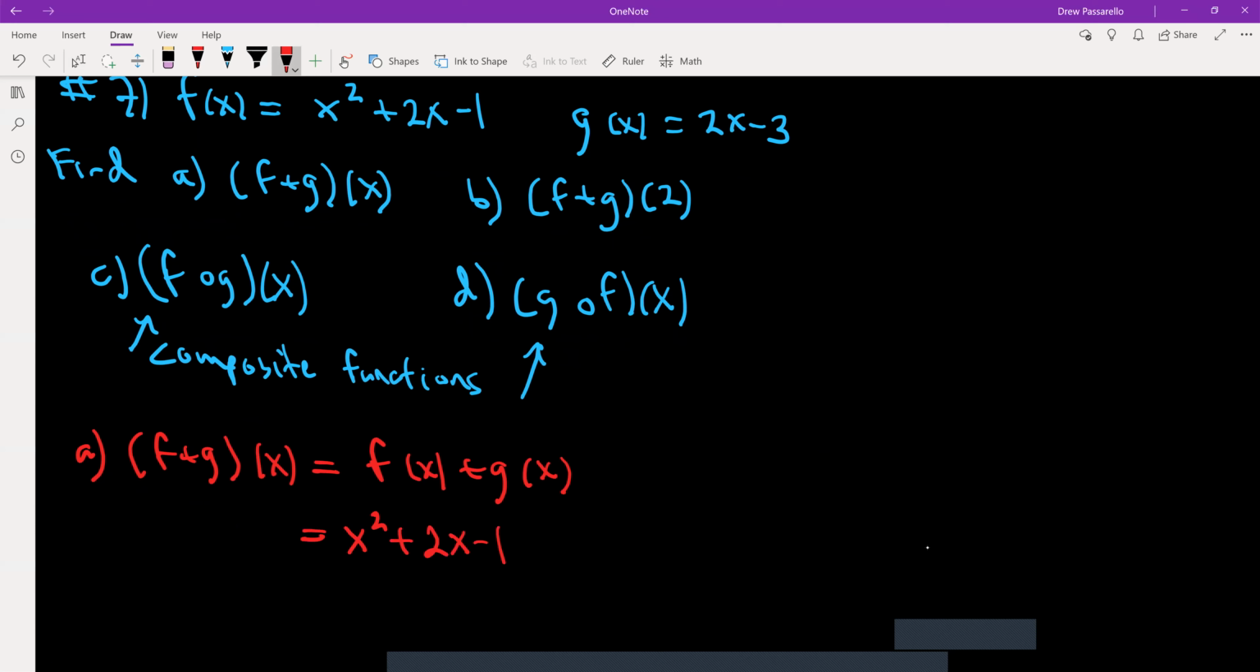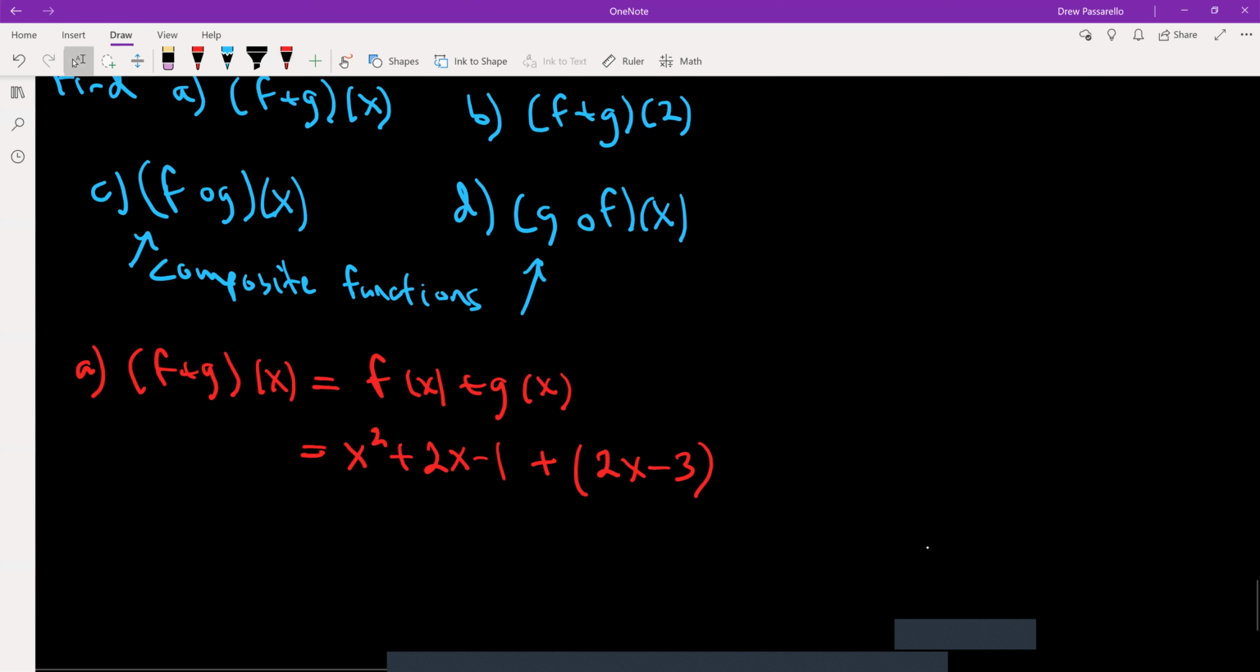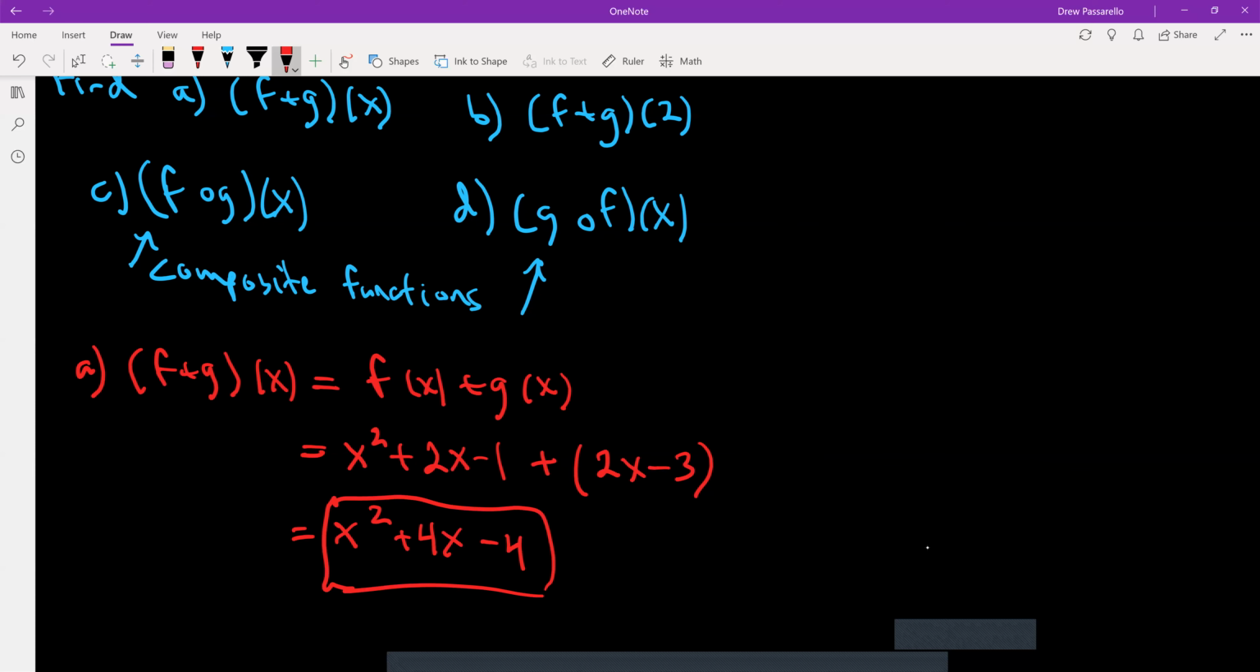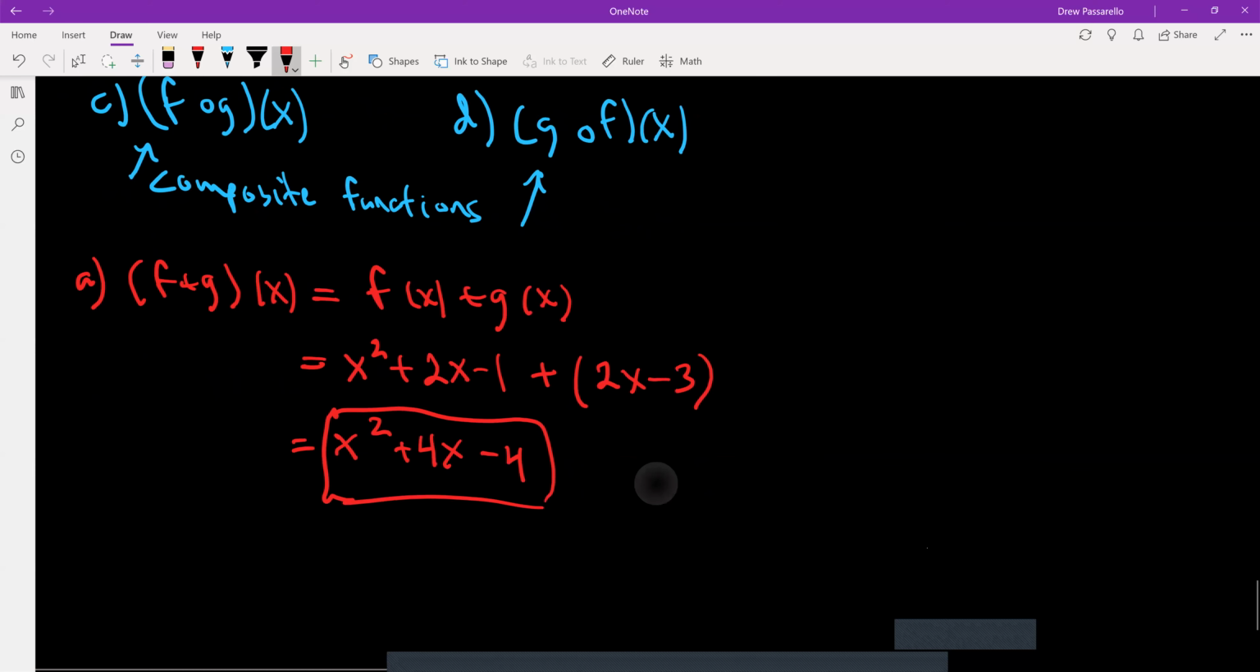And then plus the function for g, which is 2x minus 3. And then I just combine like terms. So that's going to equal x squared, and then I do 2x plus 2x to make 4x. Then I combine minus 1 and minus 3 to make minus 4. All right, that's the result when I add the two functions together.